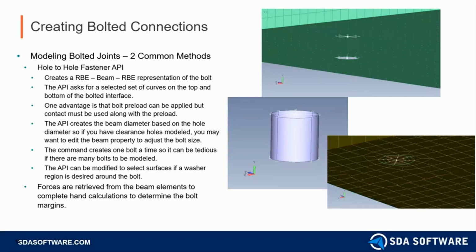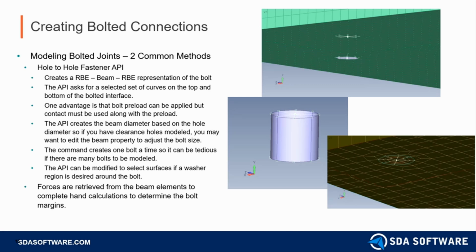Okay, we've got two methods of creating bolted connections. There's two common methods. One of them in FEMAP is this hole-to-hole fastener API. That is shipped with FEMAP, and it asks you to select a set of curves on the top and bottom of the bolted interface. And one advantage of using a beam element is, if you have the need to use bolt preload, you're going to have to use a beam or bar to create the bolt.